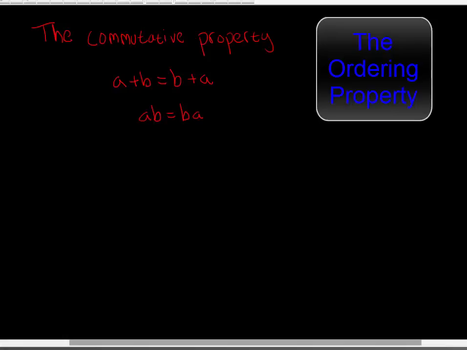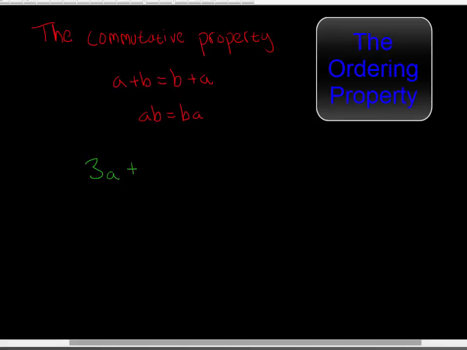So the commutative property is even easier to understand than the associative property. Not only can we group things together across addition and multiplication however we want, but we can also change the order, and we're still going to get the same answer. So here's a quick example of how you might use the commutative property.